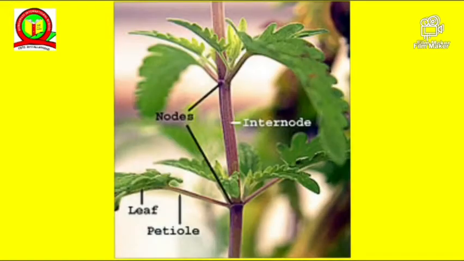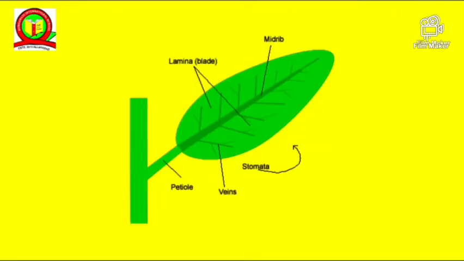A leaf rises from the node of the stem. The part of the leaf which is attached to the stem is the petiole. Each leaf has a broad flat surface which is generally green in color. It is called the leaf plate or the lamina.